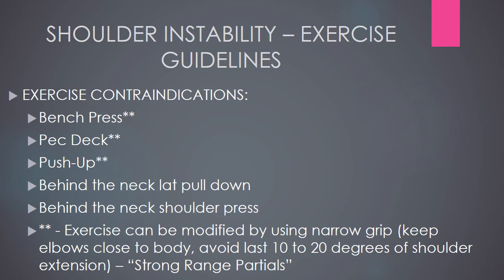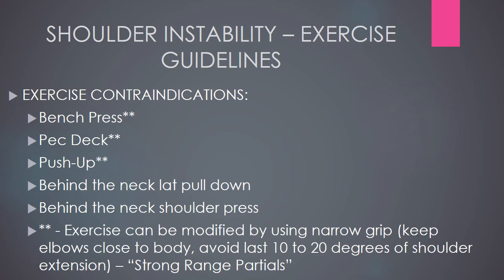Another idea is to avoid the last 10 to 20 degrees of shoulder extension. In other words, not bringing the barbell all the way down until it touches the chest. And this introduces a weightlifting technique known as strong range partials, wherein only the strongest portion of the range of motion is used. And it's interesting, usually the strongest portion of the range of motion is also the safest part of the range of motion.